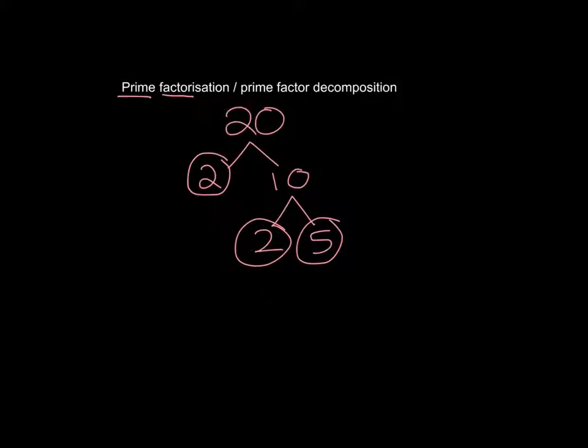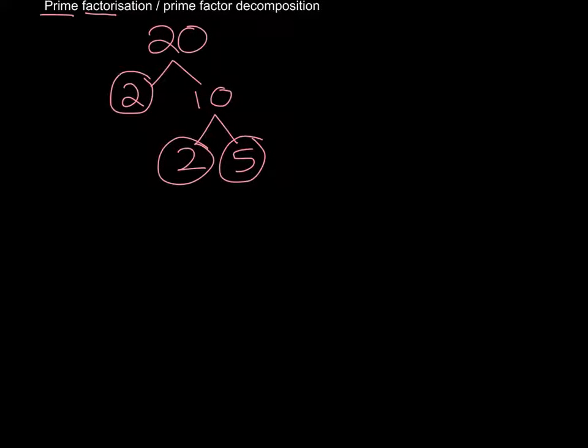Once you've found all of the number's prime factors, you then need to write it out. So 2 times 2 times 5. Now that is the number broken up into just its prime numbers. Double check it. 2 times 2 is 4, times 5 is 20, so you know that you're correct.